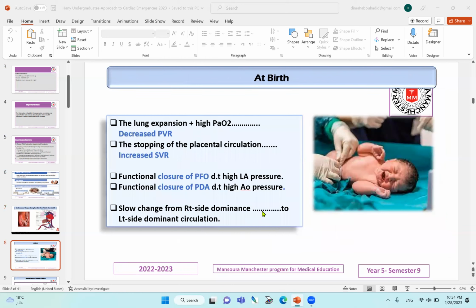At birth, the lung expands and high oxygen saturation enters into the baby's lung due to his crying and his first breath, leading to decreased pulmonary vascular resistance. The stopping of the placental circulation by cutting the umbilical cord increases the systemic venous return and the systemic vascular resistance. There is a functional closure of the PFO. There is a functional closure of the PDA. There is a slow change from the right side dominance of the baby to the left side dominance circulation.